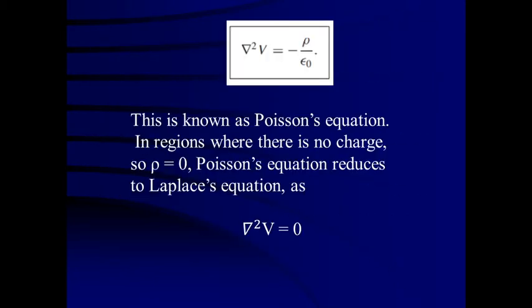In a region where there is no charge, so rho is equal to 0 in that region, Poisson's equation reduces to the Laplace equation, that is del square V is equal to 0. So this Poisson's equation and Laplace equation are very important, and by solving this equation in differential form, we can find out the solutions for the potential in that region of space.